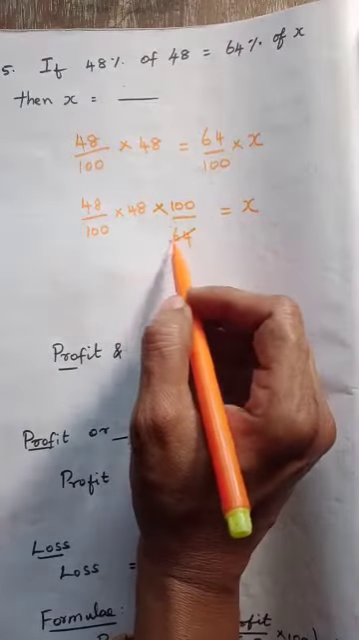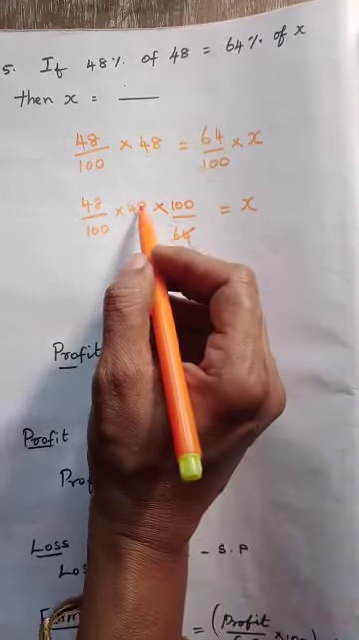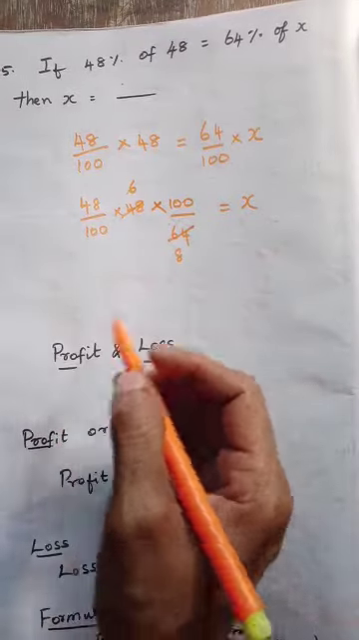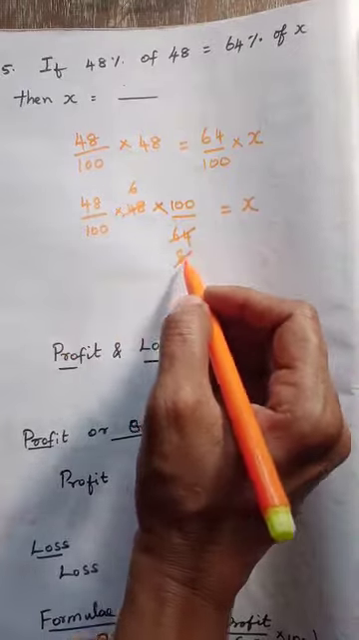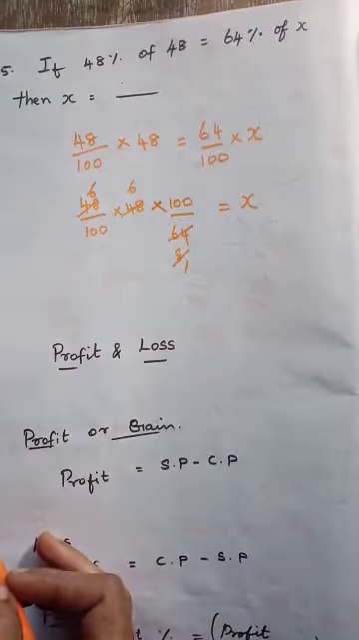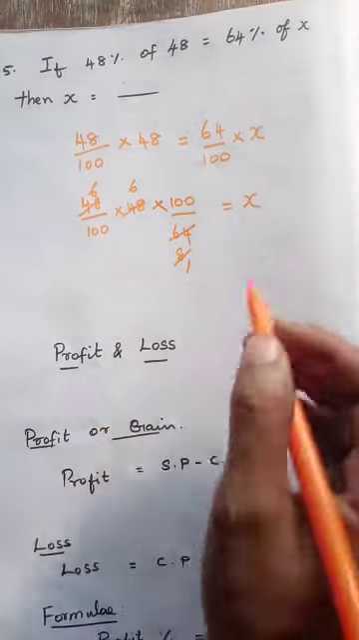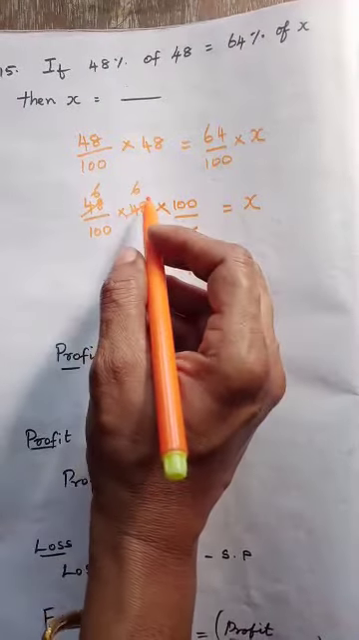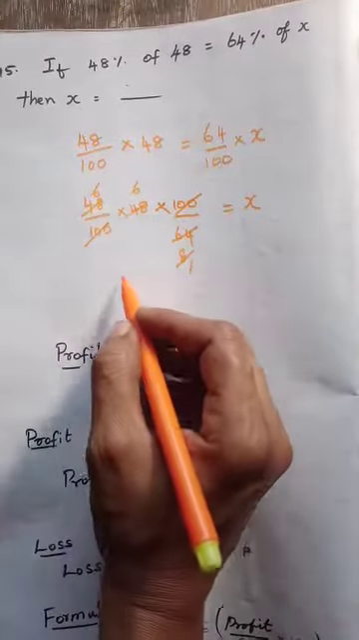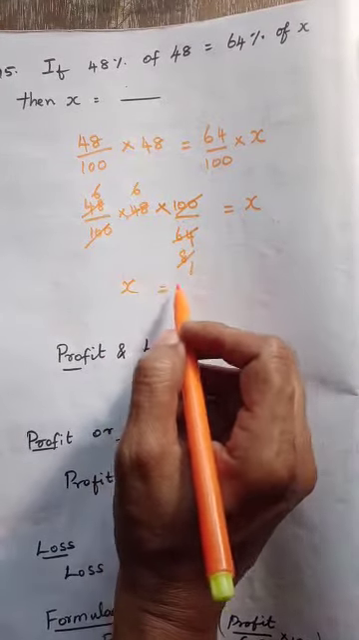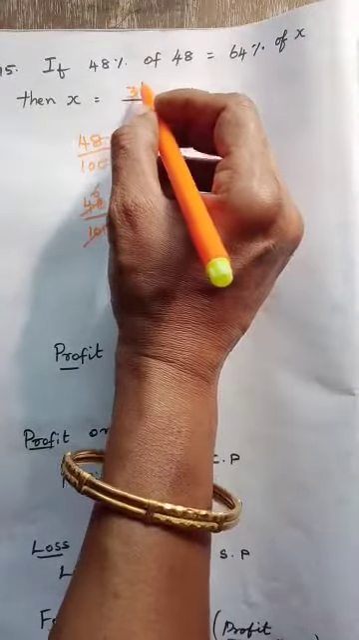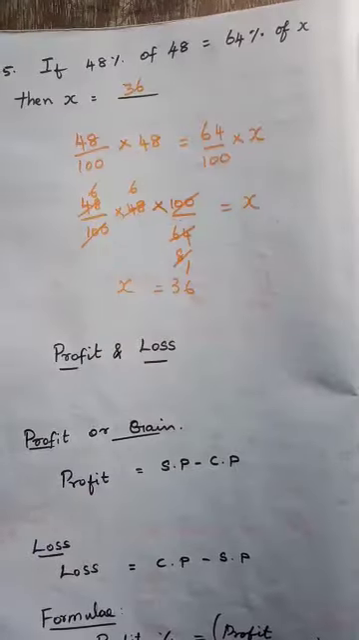Okay. Now you have a 8 table, 8 8s are 64. Then here 6 8s are 48. Again 8 1s are 8, 8 6s are 48. Okay. Now x is equal to 6 into 6. Here 100 and 100 gets cancelled. So x is equal to 36. The answer is 36. Okay.